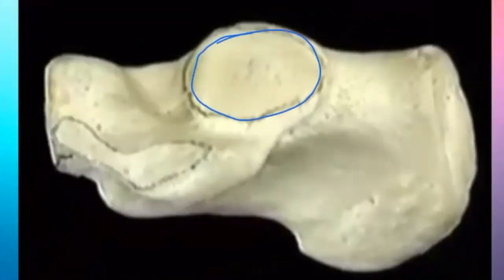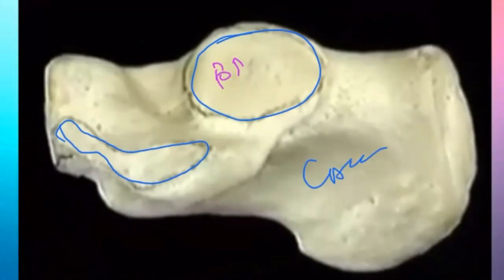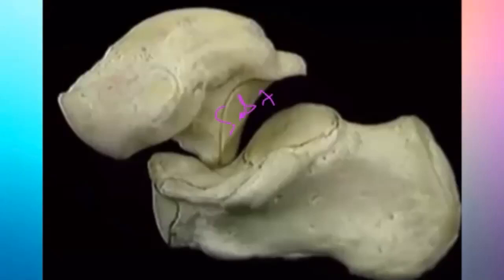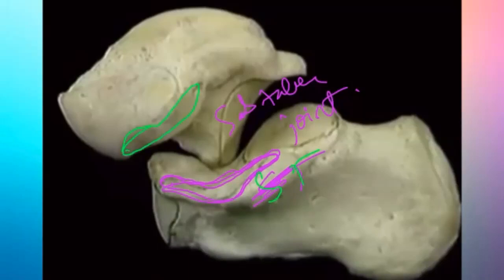Okay, this is the posterior articular surface, anterior and middle articular facets for talus. This is calcaneum, posterior articular facet, anterior and middle articular facets, right? So this is the subtalar joint. This is sustentaculum tali, ST, which articulates with these articulations, right?